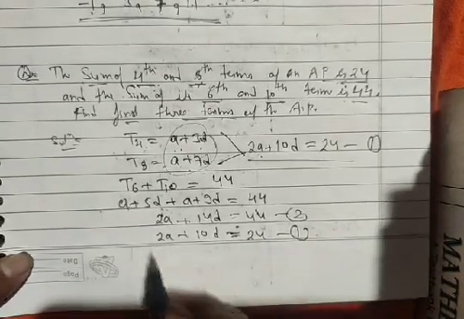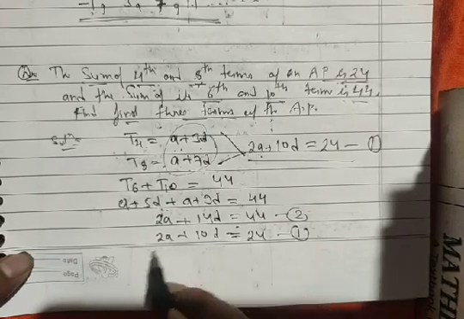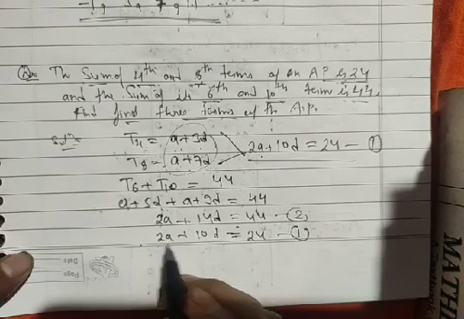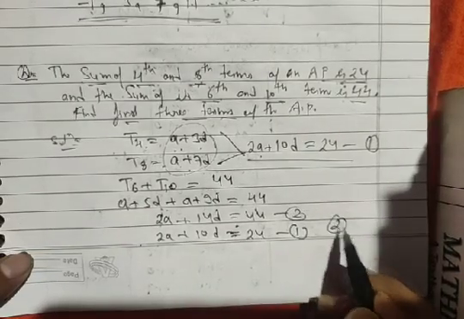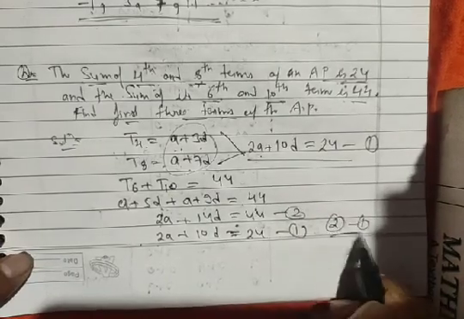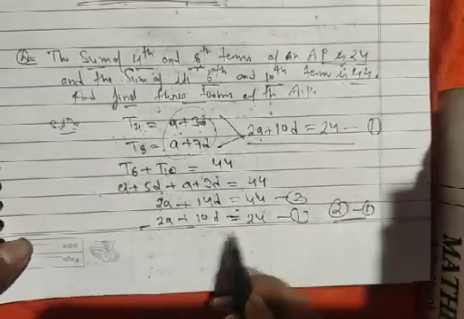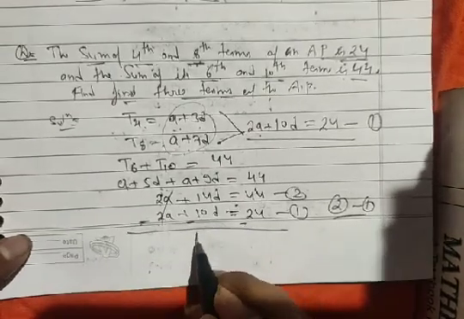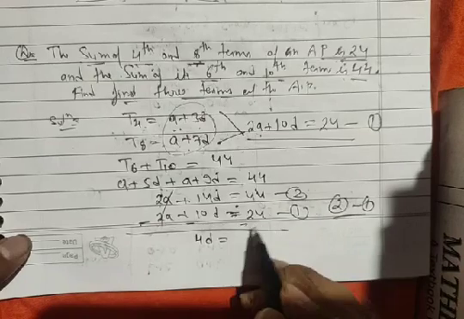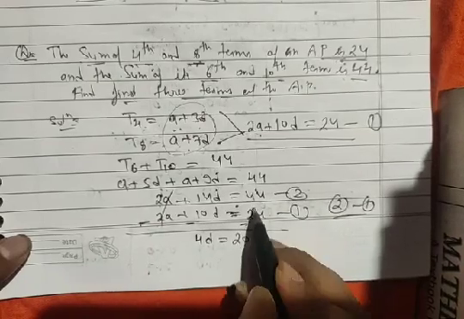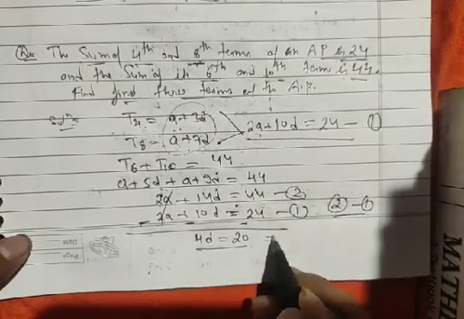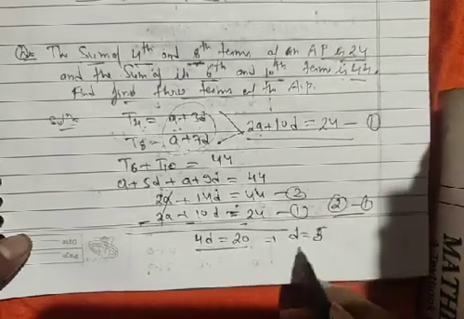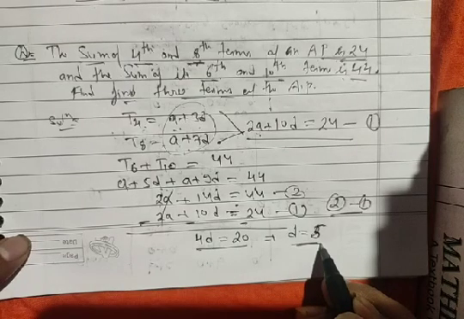We are going to apply the elimination method. This is 2a, this is 2a. The coefficients of a are equal, so we subtract. Subtracting 1 from 2, the 2a terms cancel out. 14 minus 10 gives 4d, and 44 minus 24 gives 20. Then the value of d is 5, since 4 times 5 is 20. We get the value of d here.